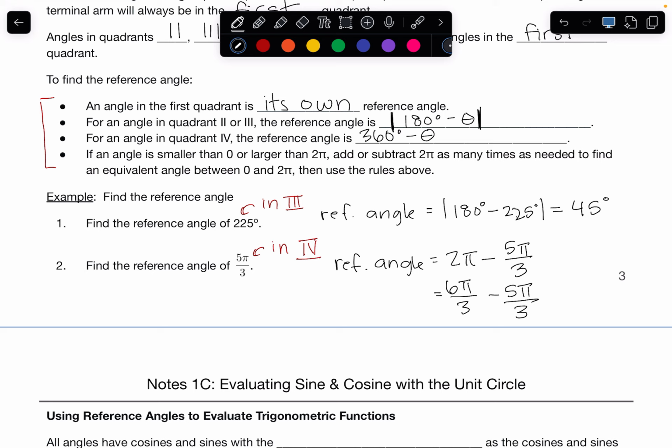And 6 pi over 3 minus 5 pi over 3 is pi over 3, yeah, 1 pi over 3, which is in the first quadrant, right? We know that that's equivalent to 60 degrees. That puts us in quadrant 1.